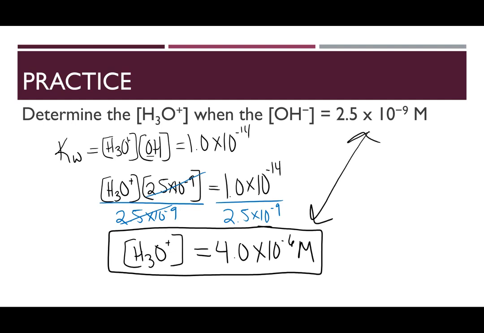So which one is the bigger number? Yeah, this one is the bigger number. So when hydronium is bigger than hydroxide, that gives us acidic. Okay. All right, so we solved our first problem using the ion product of water.